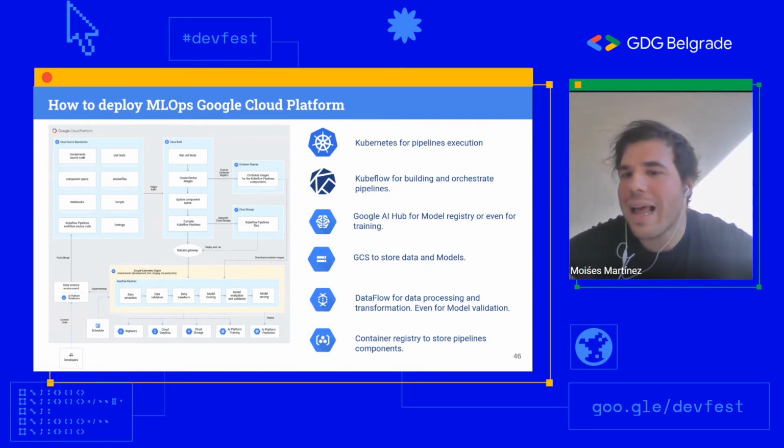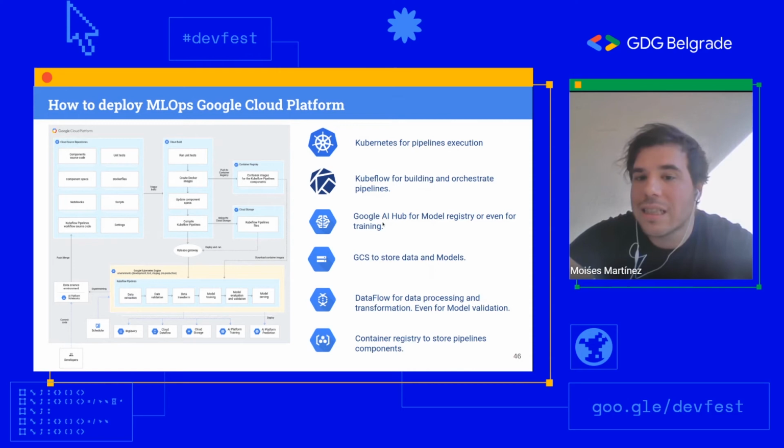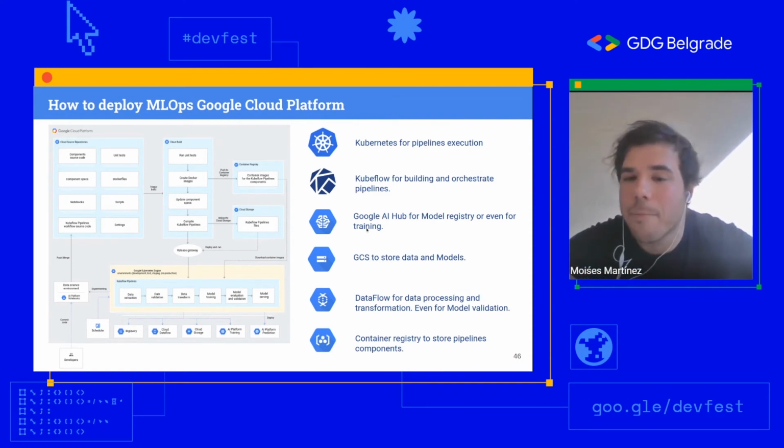The Google AI app, we are going to use for model registry, or even, if we want, for training. We have Google Cloud Storage to store data and models, usually the metadata and the models that we are generating, if we don't want to use the system that Google AI allows. We are going to use Dataflow for data processing and transformation, okay? All of this is going to work in the part of data processing, okay?